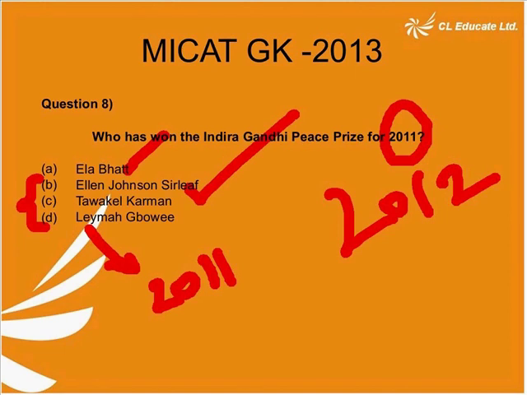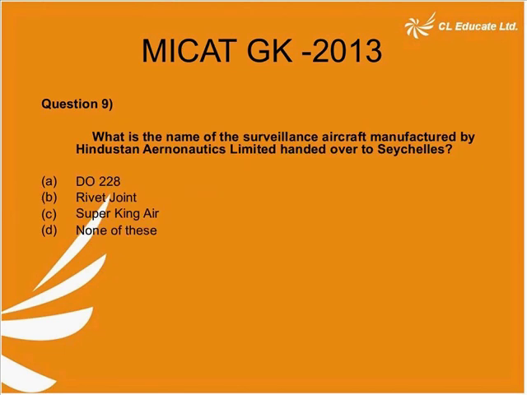What is the name of the surveillance aircraft manufactured by Hindustan Aeronautics Limited handed over to Seychelles? I think you may find this question in Lead the Competition also. India is not famous for making surveillance aircraft. The correct answer is Dornier 228. Recently, it has been built by India. India rarely does such things. Generally, India only plays IPL and loses a lot of Test matches. But well, something done on the right front. India lost yesterday, the day before yesterday, yet again. Poor performance by India against Australia.